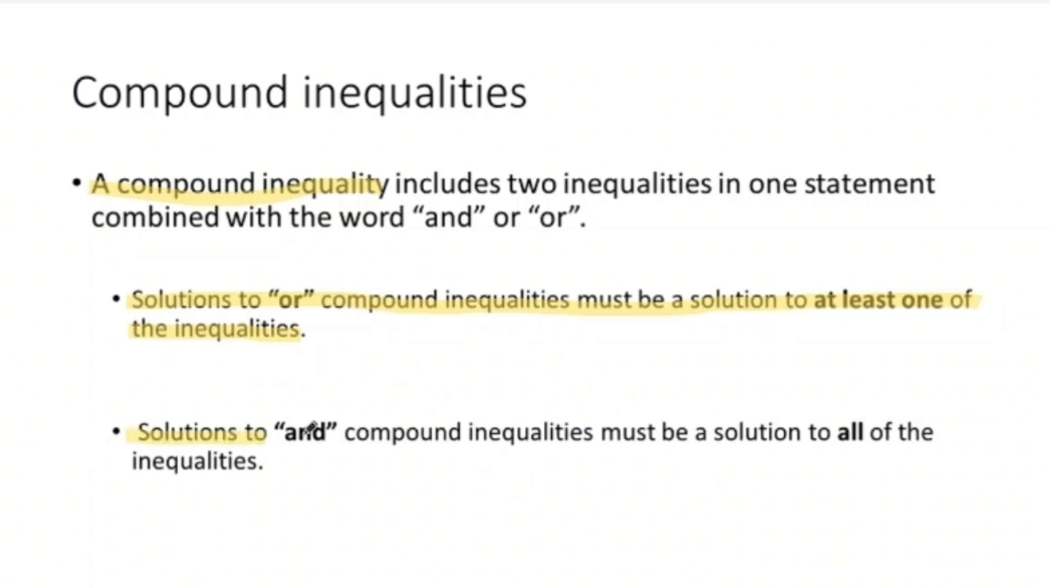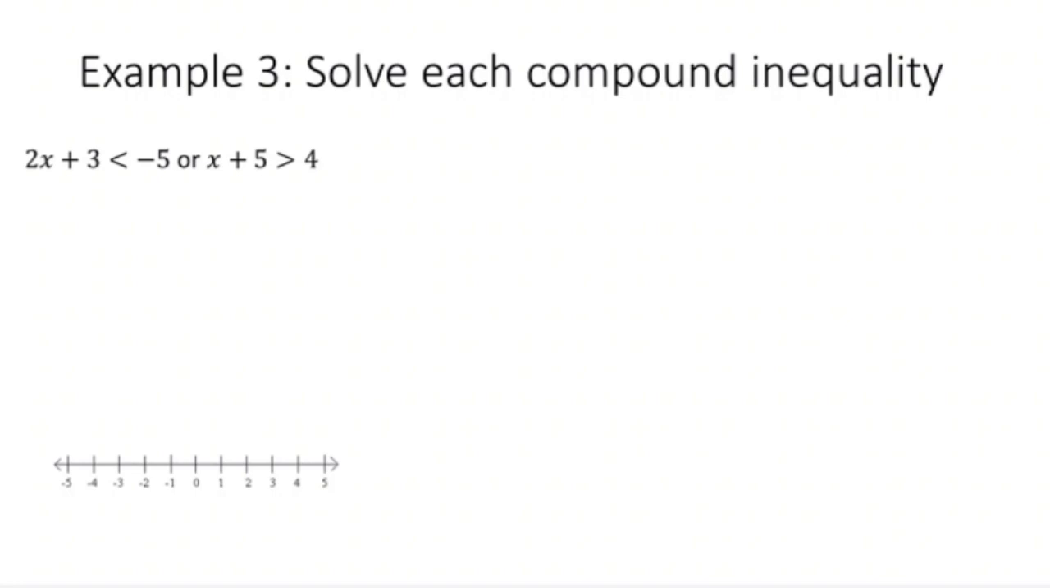On the other hand, if the word linking our inequalities is and, then the solution to the compound inequality must be a solution to all of the inequalities. If we're talking about how to visualize them on a graph, for the or inequality, if the number is shaded in some fashion on the graph, it's part of the solution to the compound inequality. On the other hand, the solution to the and compound inequality must be shaded by all of the graphs from each individual inequality. Now let's solve a few compound inequalities.